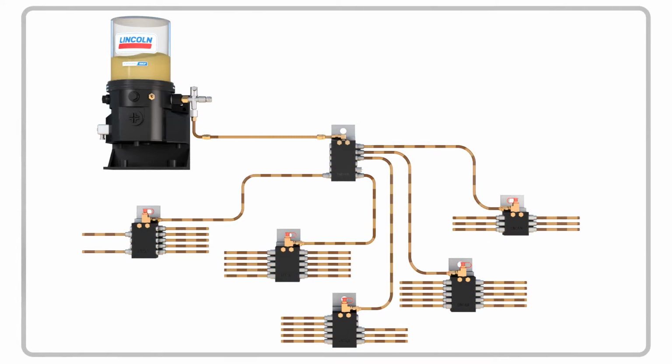When triggered by the timer, the pump starts to dispense lubricant to the primary divider valve, which in turn distributes the lubricant to the secondary valves. The secondary valves dispense the correct amount of lubricant to each lubrication point.